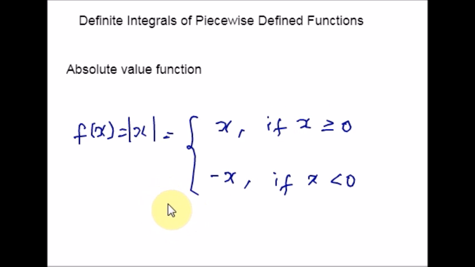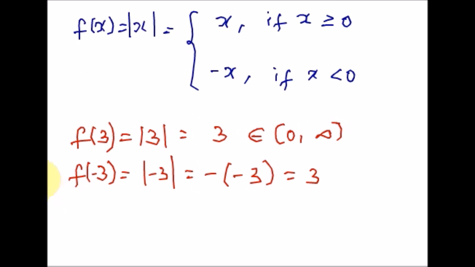Okay. What will happen if I take -3 in the place of x? f of -3 can be written as the absolute value of -3, which is nothing but the negative of -3, which is equal to 3, because -3 is less than 0. Am I right? And we use the bottom rule, which applies to the subdomain from -infinity to 0, the left side of the number line. Hope you're clear with this one.